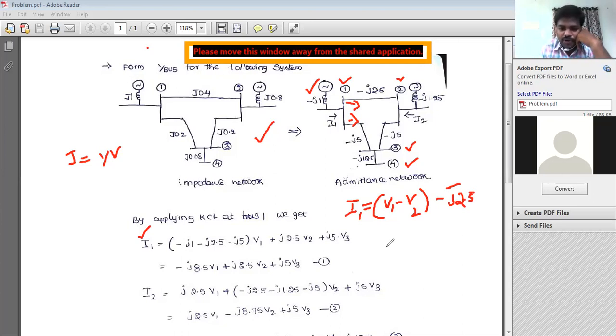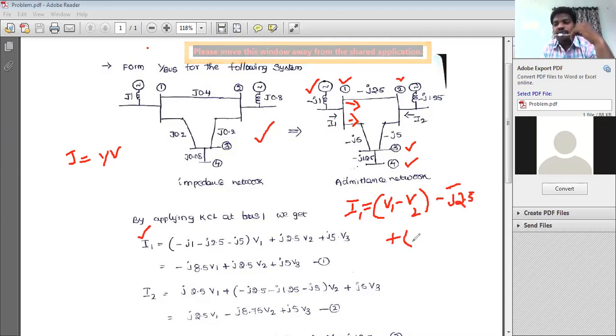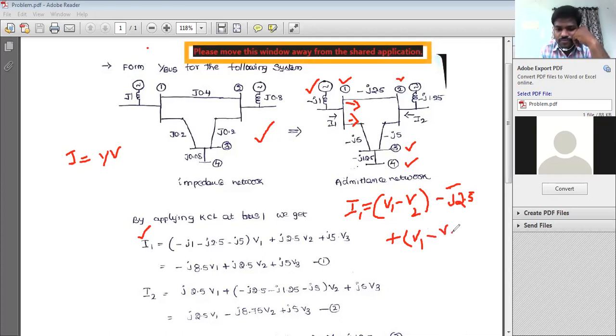Now coming to the second outgoing current. Here we are starting with bus number 1, so I am always considering V1 as positive and the other bus as negative. Obviously I can consider it as minus V2. In this case also I get V1 minus V3, and you will also have one more term, that is minus j5.